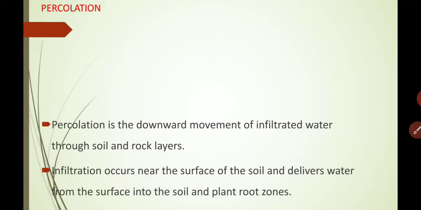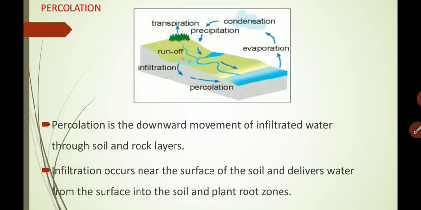Next one is percolation. See the picture: transpiration from the plant. We already discussed evapotranspiration. Water from the plant changing into vapor is called transpiration. Water from any water bodies like oceans and seas is called evaporation.